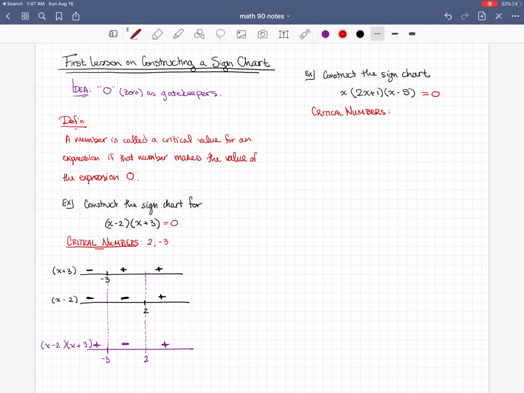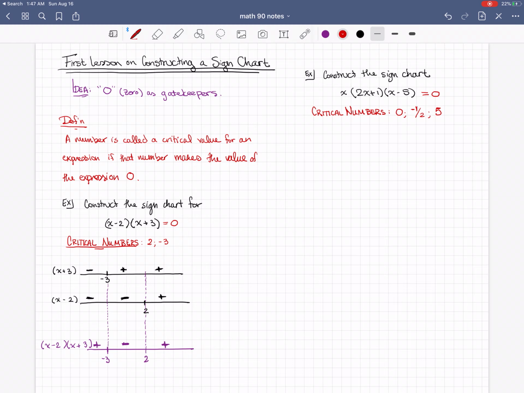In order for x to be 0, x has to be 0. So in this instance, notice 0 is actually one of our critical numbers. This will happen sometimes. Not every time, but it does happen. In order for 2x plus 1 to be 0, x has to be negative 1/2. And in order for x minus 5 to be 0, x has to be 5.